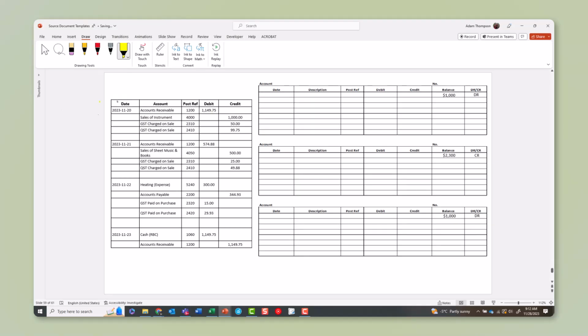It's time to start posting our journal entries to the ledger. For this example, we've limited our ledger to only 3 accounts and only 4 journal entries. It's going to help simplify the process. First, we'll do accounts receivable.